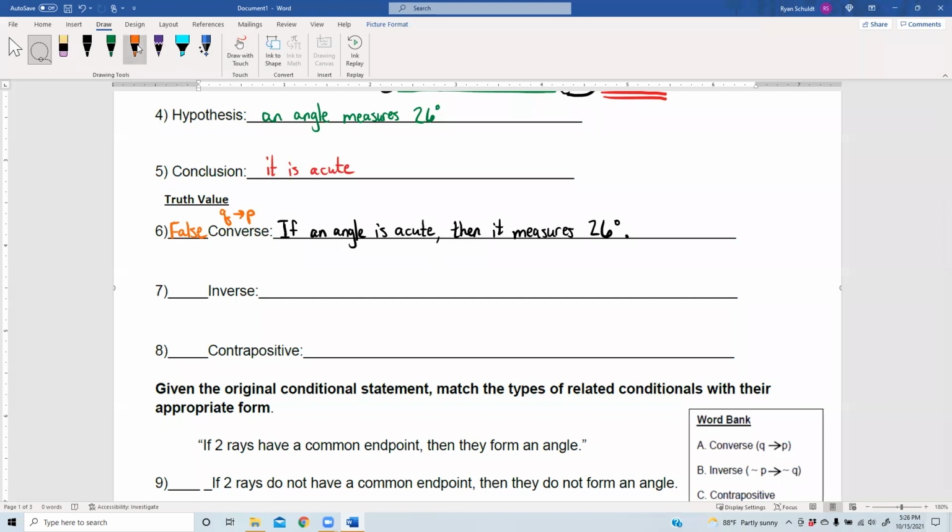Okay, so now for the inverse. Inverse means if not P, then not Q. So if an angle does not measure 26 degrees, then it is not acute. So if it does not measure 26 degrees, then it is not acute.